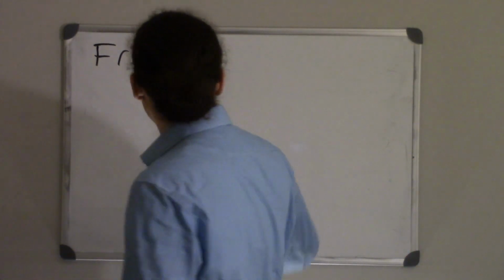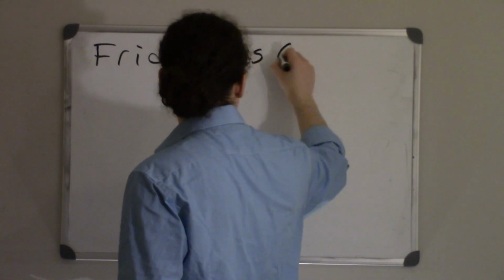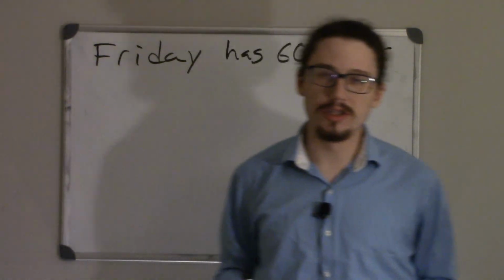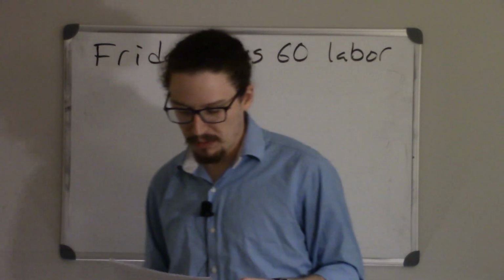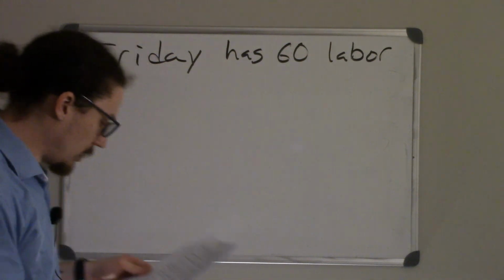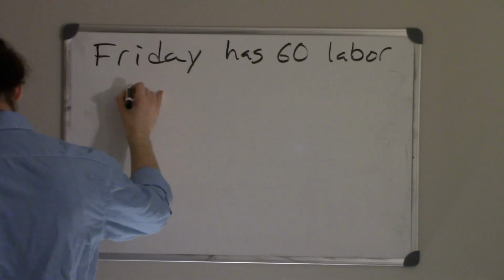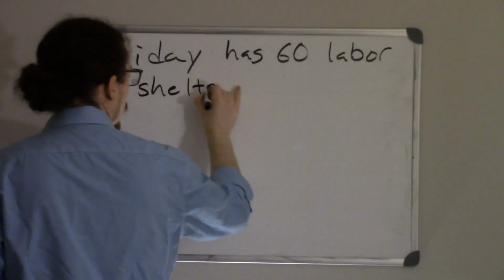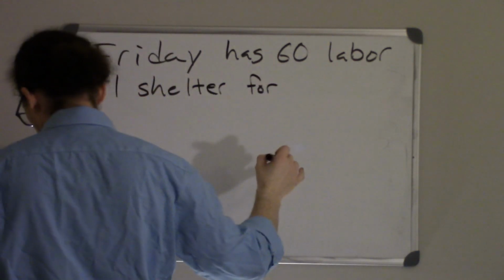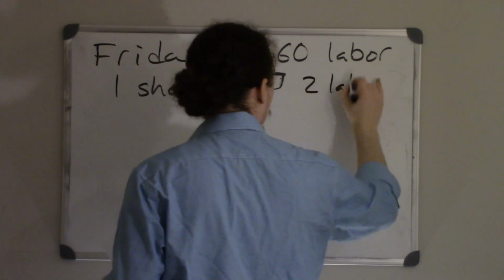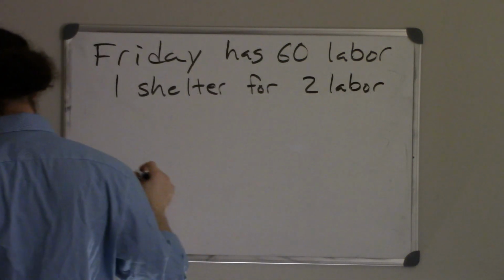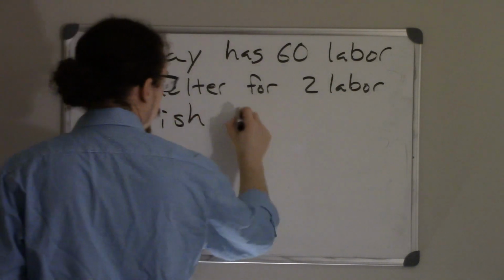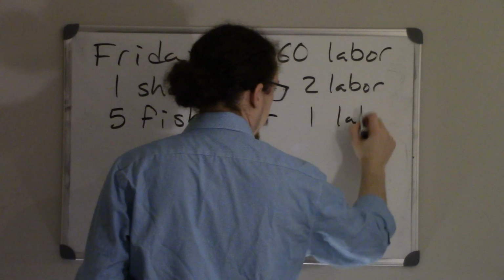All right, we're going to assume that Friday also has 60 units of labor, just for simplicity's sake. And we are going to say that Friday can make one shelter for 2 labor and can catch 5 fish for 1 labor.